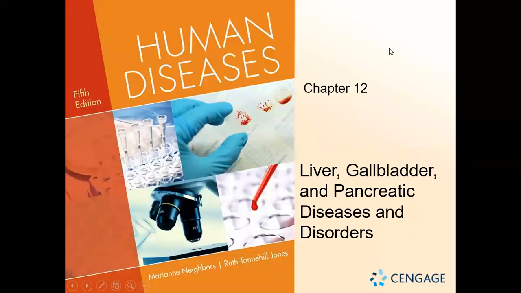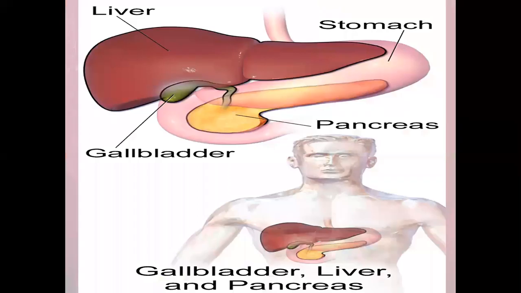Now we're going to talk about Chapter 12. This is your liver, gallbladder, and pancreatic diseases and disorders. This is a picture here for you of your liver, stomach, pancreas, gallbladder, and kind of how they're all connected there.